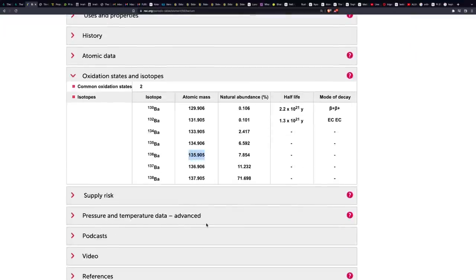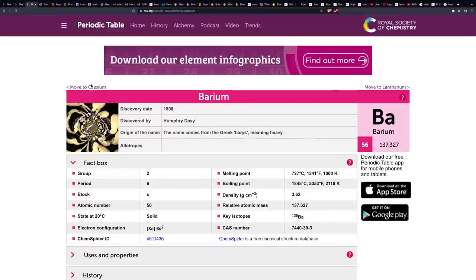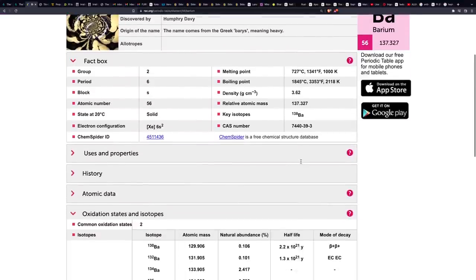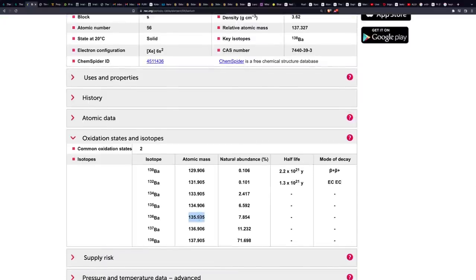Again, these elements are going to bleed into one another. So you're going to find it in cesium. You're going to find it in lanthanum. 55, 56, 57. But there's the 135 right there. It's 135. And the word simulation is 35.